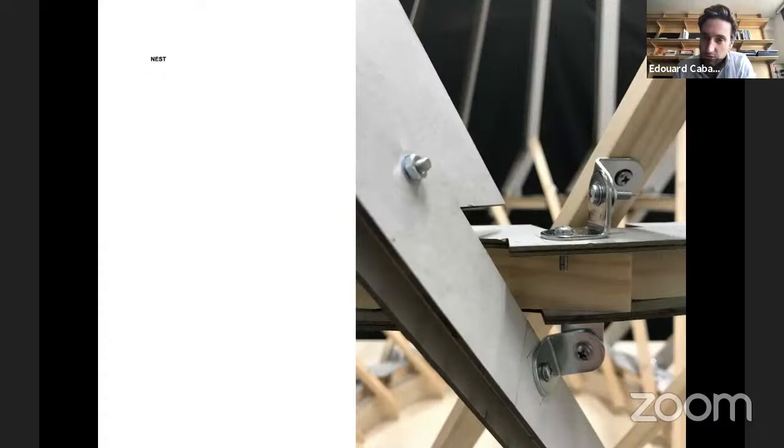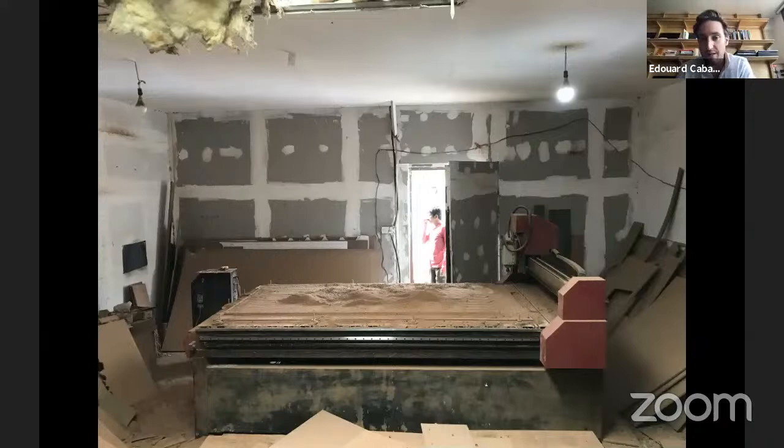And all of this is based on this detail, this double L bracket that enables two wooden elements to come at bespoke angles. And we designed the project knowing that we were going to have access to the only CNC machine in Nepal at the time. I think now there are more.